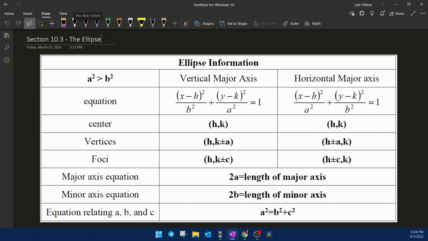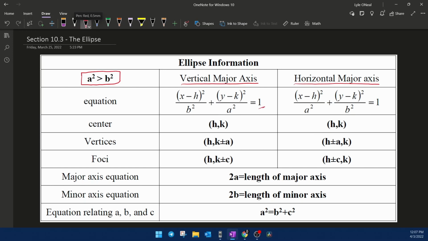So let's get started. The first thing I want to draw your attention to is this relationship. And this says that a squared has to be bigger than b squared. And that is going to determine whether you have a vertical major axis or a horizontal major axis. So, just to break it down and make it as simple as possible, if the bigger number is under the x squared, you're going to have a horizontal major axis. If the bigger number is under the y squared, you're going to have a vertical major axis.